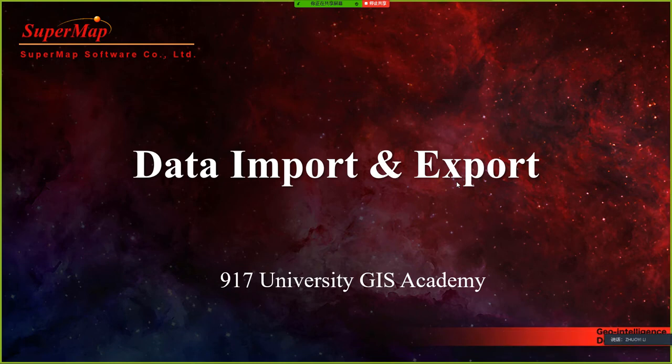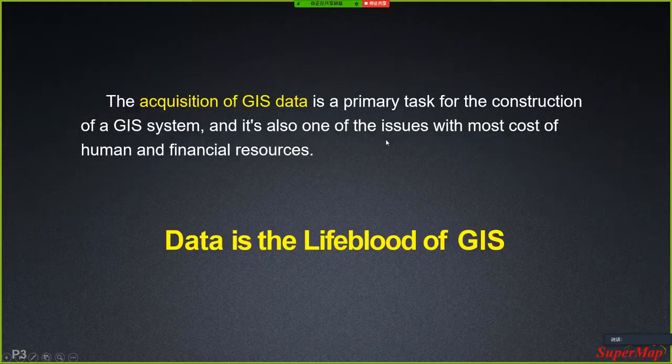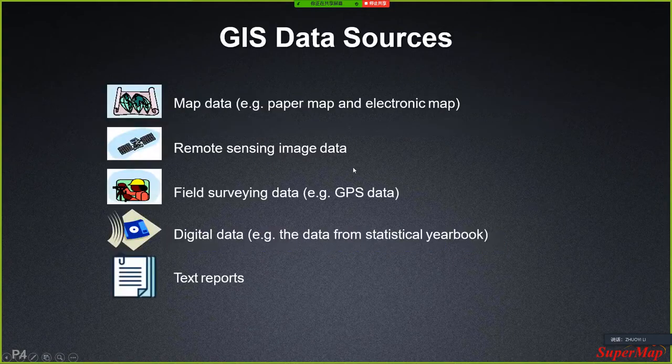Okay, let's start with the GIS data source. Data is the lifeblood of the GIS, and the acquisition of the GIS data is a primary task of the construction of the GIS system. So it's also one of the issues with the most cost of human and financial resources.